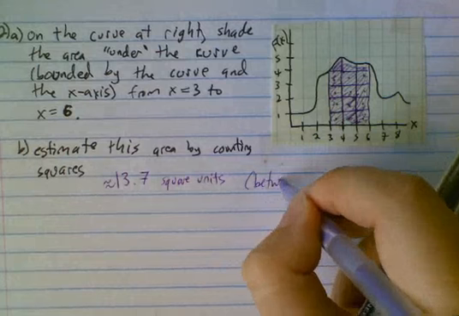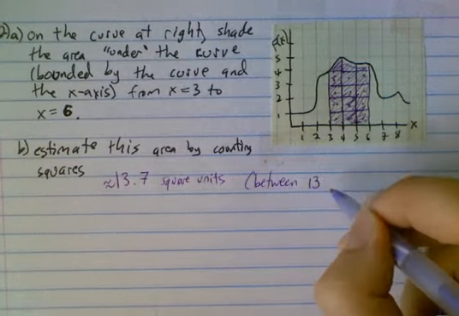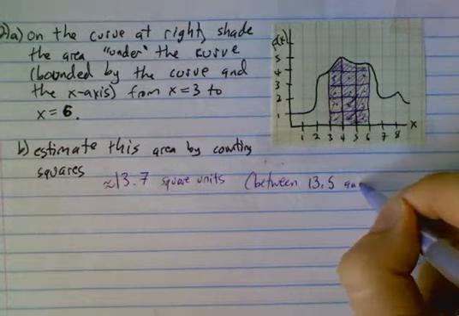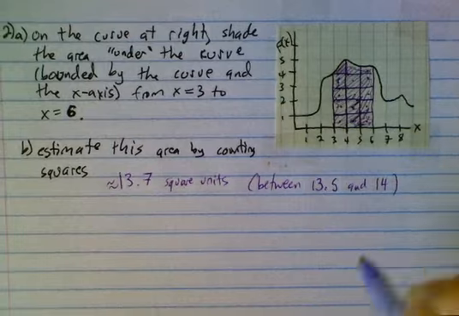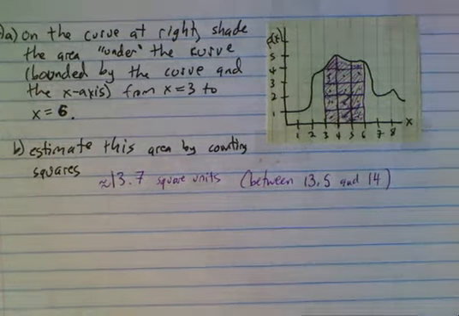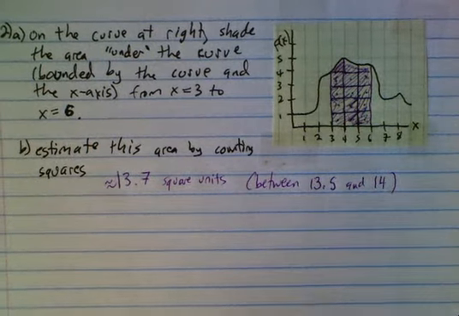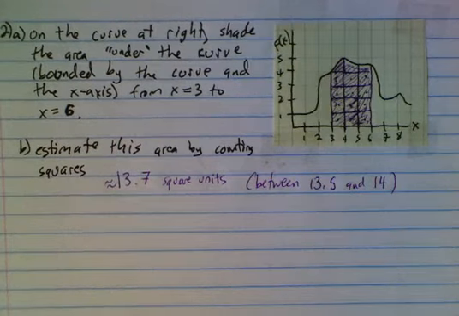Really between probably about 13.5 and 14. So that's all that is. That's estimating. That's the basic idea of what we're doing, just finding the area under the curve for calculus.